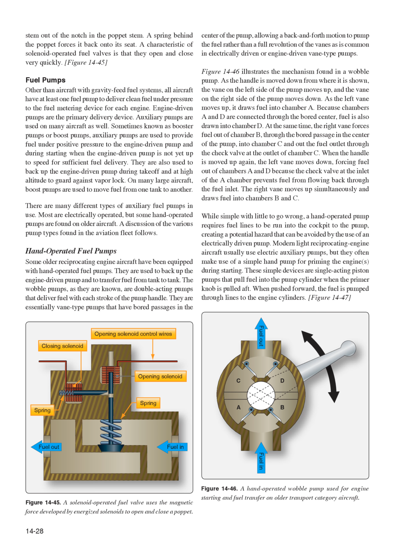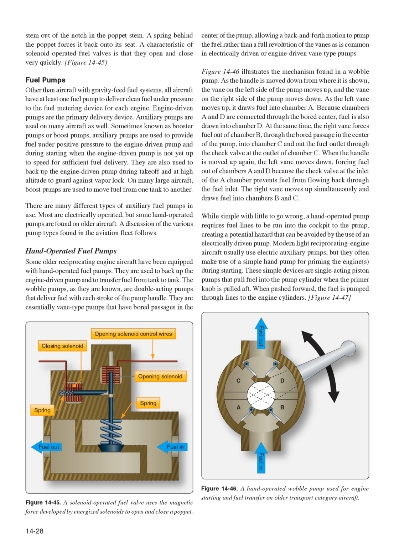While simple with little to go wrong, a hand-operated pump requires fuel lines to be run into the cockpit to the pump, creating a potential hazard that can be avoided by the use of an electrically driven pump. Modern light reciprocating engine aircraft usually use electric auxiliary pumps, but they often make use of a simple hand pump for priming the engines during starting.